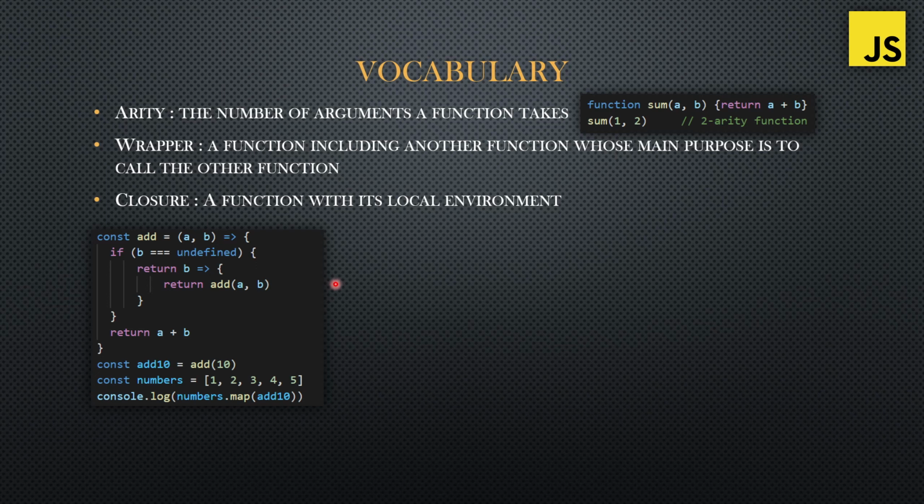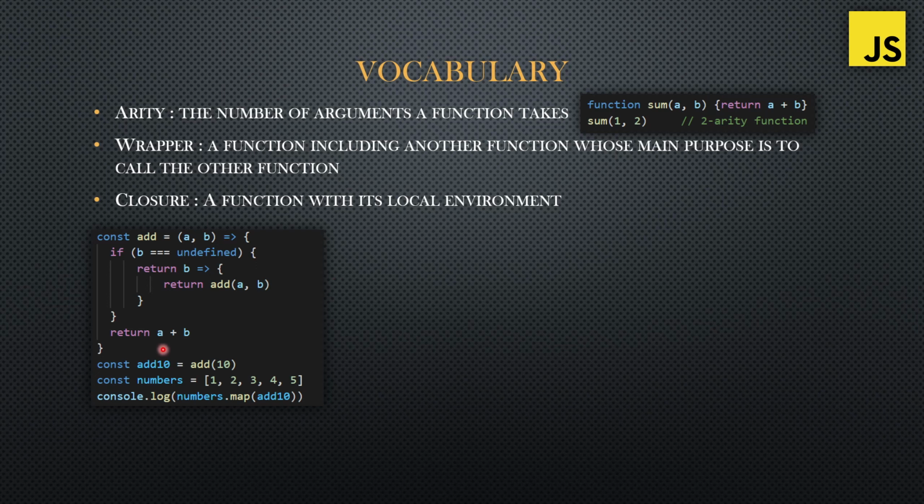And here you have an example of a wrapper and a closure. A wrapper is always a closure. So it means a function with its local environment. Currying is made possible because of closure.